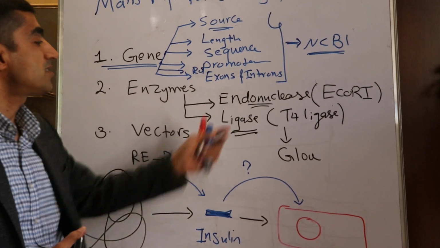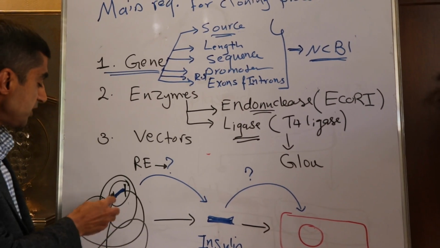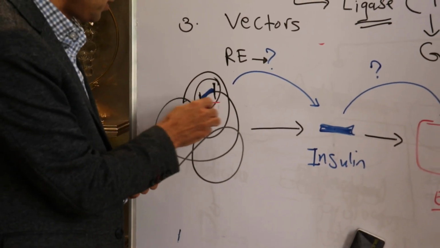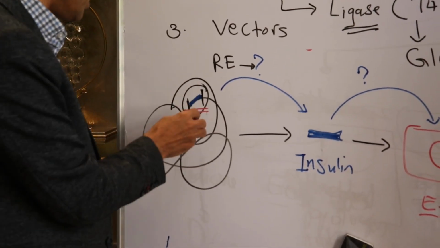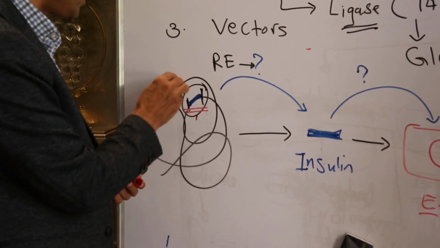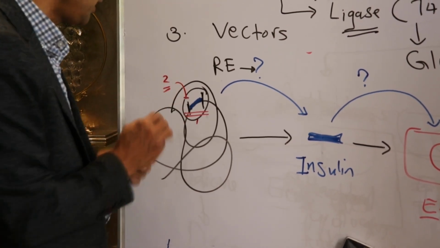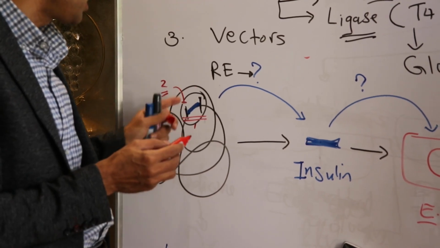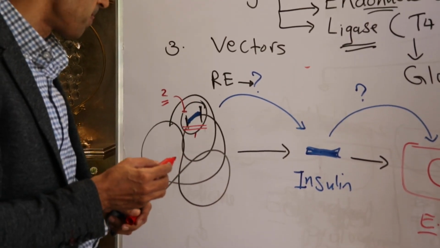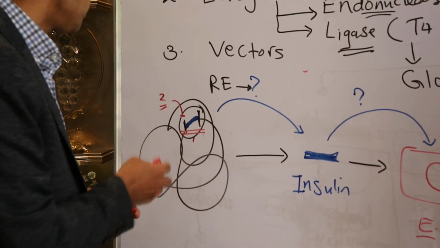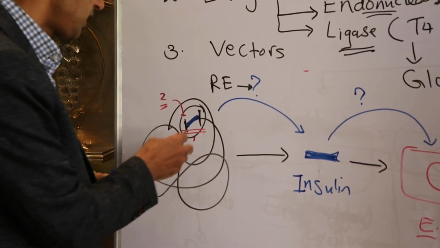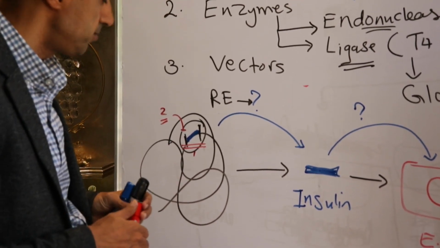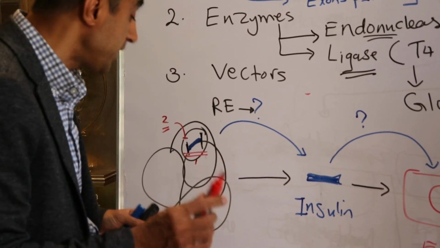The endonuclease enzyme firstly recognizes these sequences, and secondly, it cuts or cleaves at the specific site, which is the cleavage site or restriction site. And some of the restriction sites produce cohesive ends.